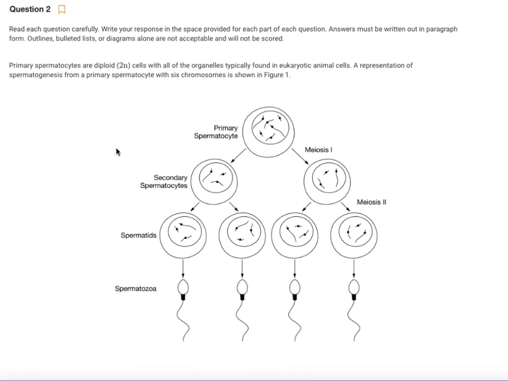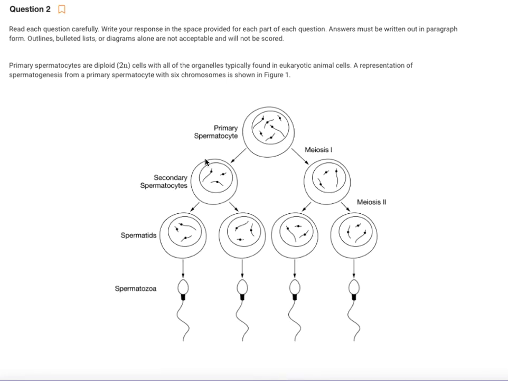So primary spermatocytes are diploid 2n cells with all of the organelles typically found in eukaryotic animal cells. A representation of spermatogenesis from a primary spermatocyte with 6 chromosomes is shown in figure 1. Here's our primary spermatocyte. Here's meiosis 1, and each one of these secondary spermatocytes undergoes an additional division, which is meiosis 2, and that gives you 4 haploid cells.